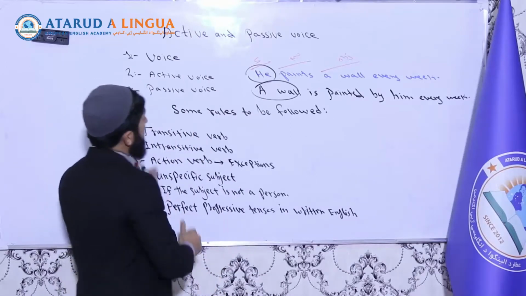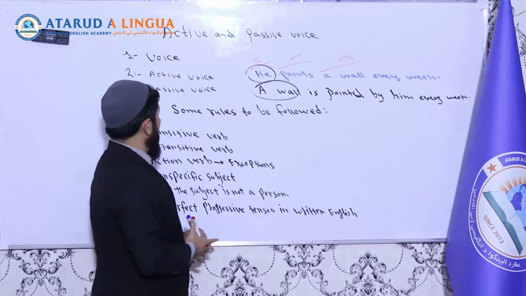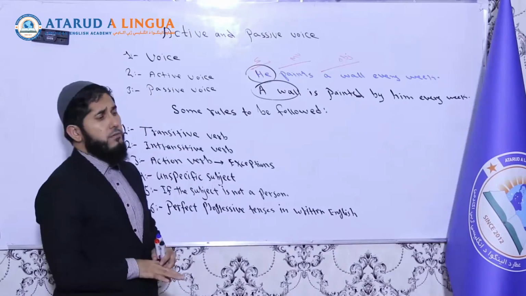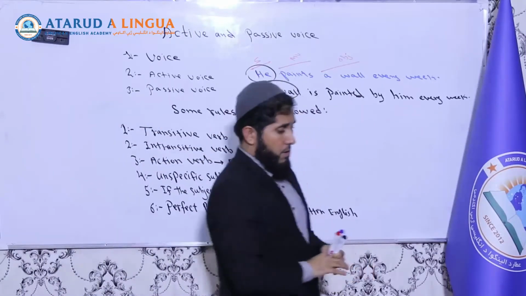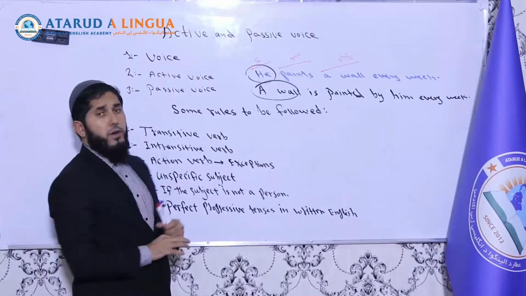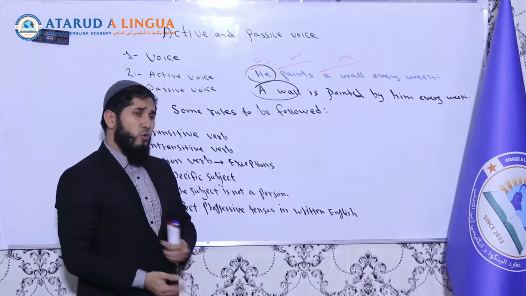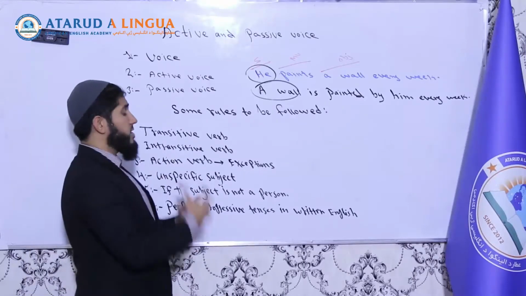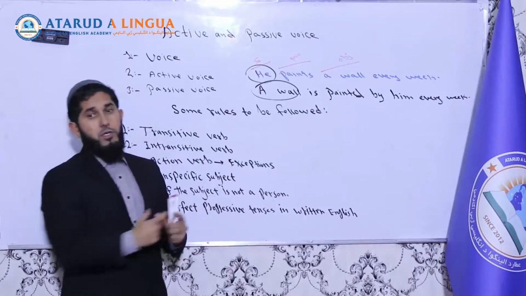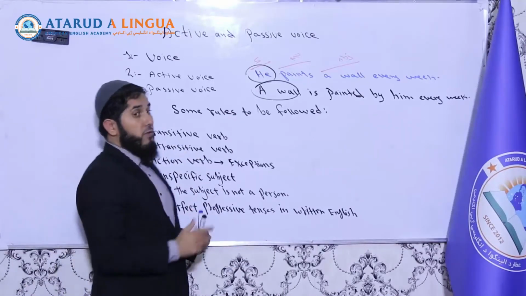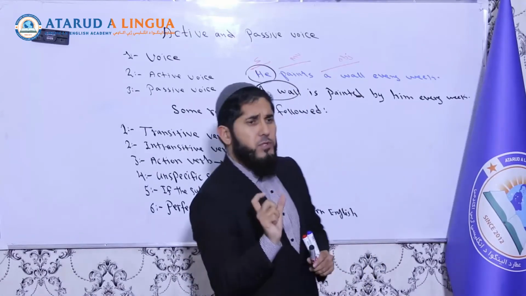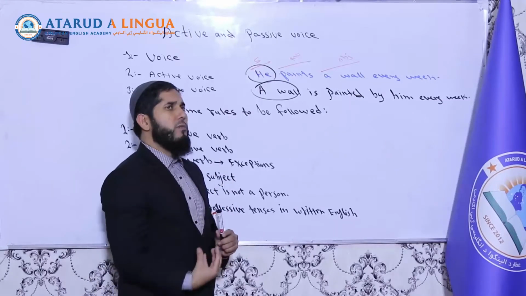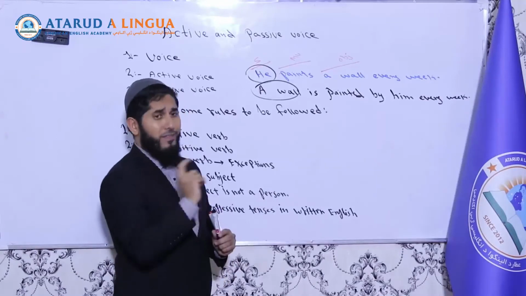Okay. Some rules to be followed. The main verb of our active sentence should be transitive or double transitive. And if the main verb of a sentence is intransitive, we can't change that sentence into passive voice. So now, what's the difference between transitive verbs and intransitive verbs? If a verb takes an object directly, or in other words, if the meaning of a verb is not completed without an object, that is a transitive verb.